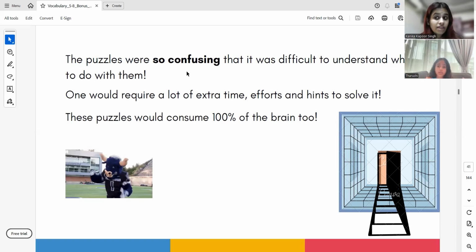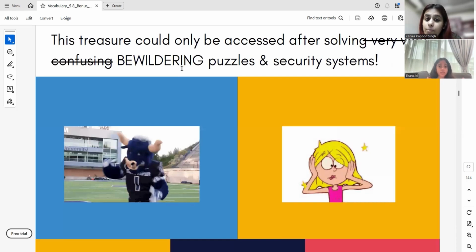The word which we are using right now, it's so confusing. This treasure could be accessed after solving the puzzles. There was a treasure in the room. A lot of gold, a lot of jewelry, a lot of money. So this is the treasure. Treasure could only be accessed. Accessed means we can only reach that treasure after solving very, very confusing puzzles. So, in place of very, very confusing, Tharushi, we will write bewildering. Bewildering.